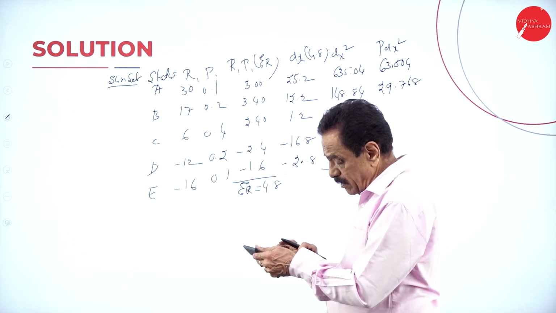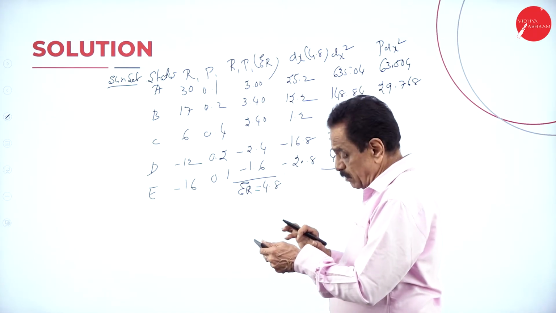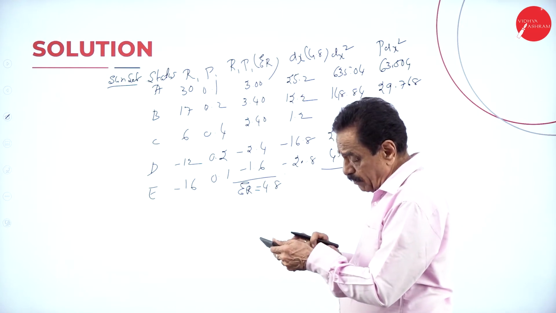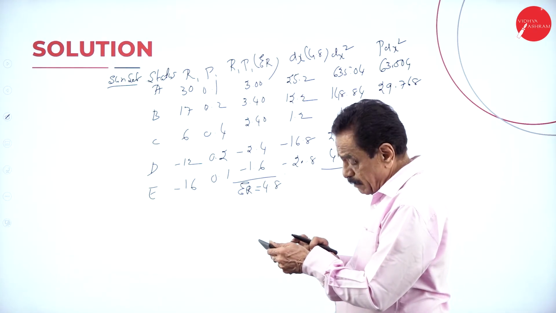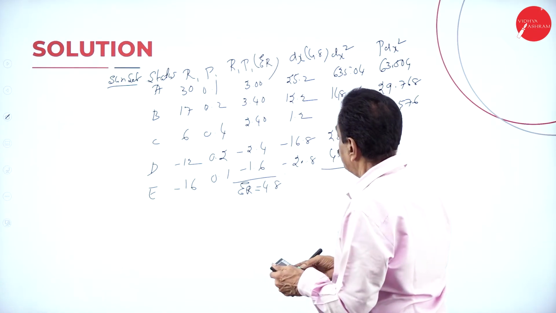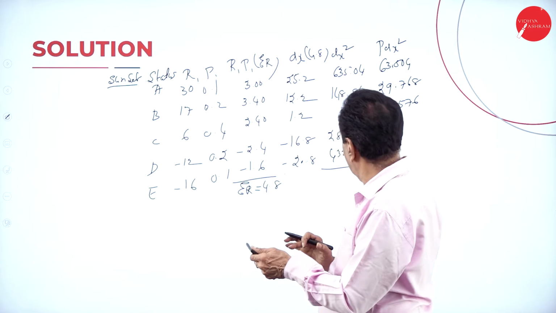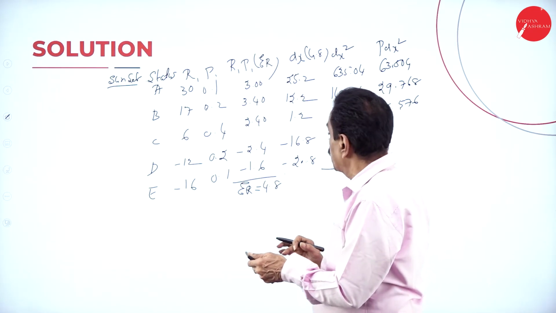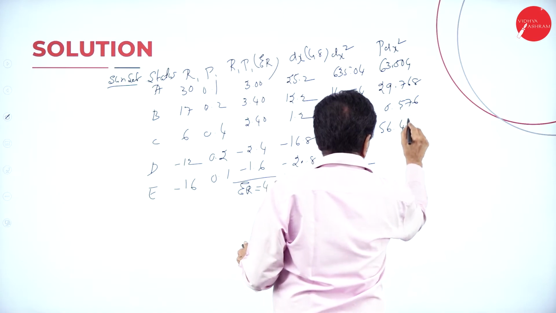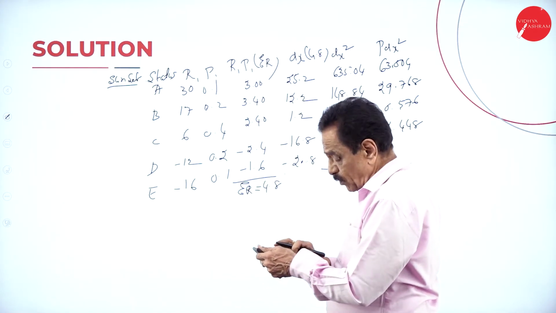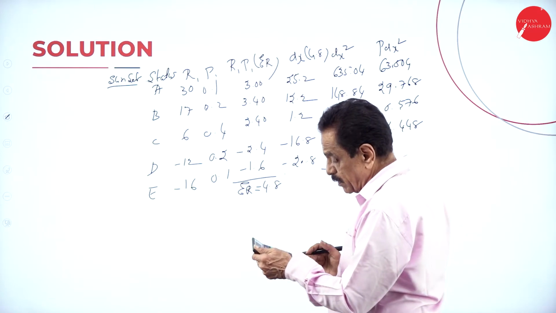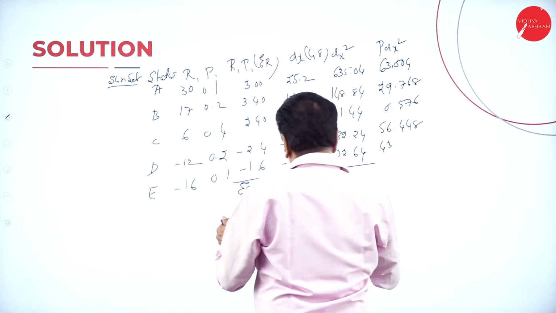Then 1.44 into 0.4, 0.576. 282.24 into 0.2, 56.448. 432.64 into 0.1, 43.264.